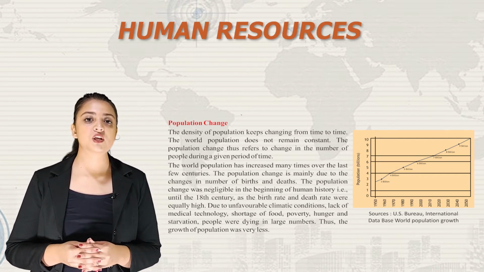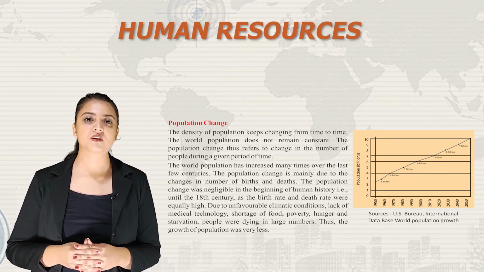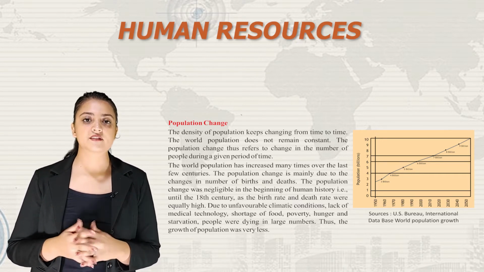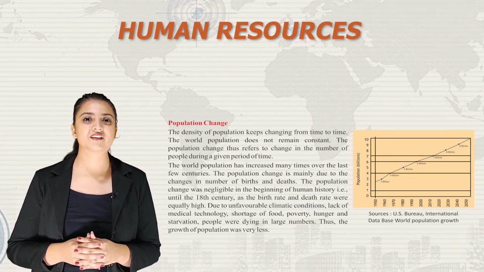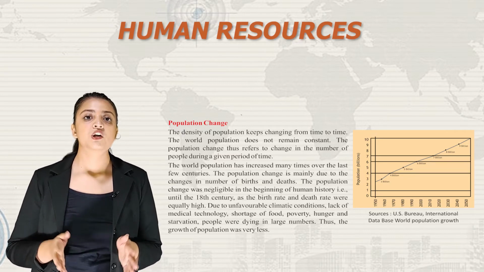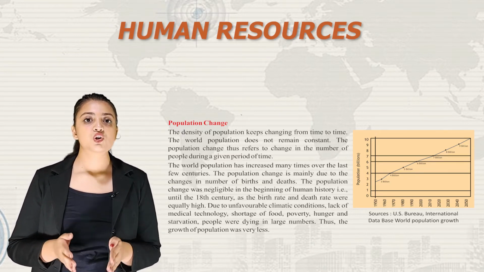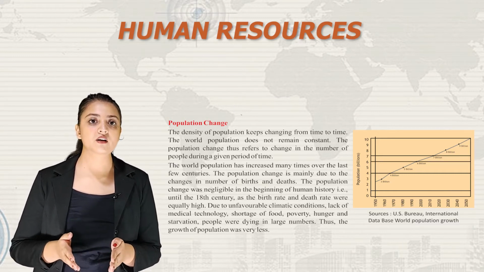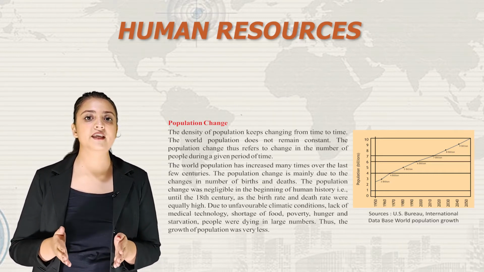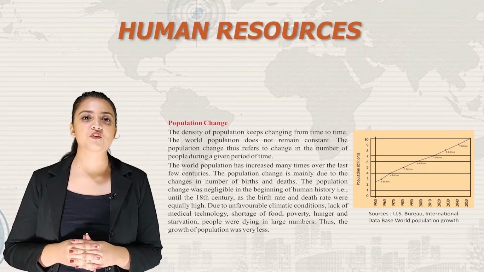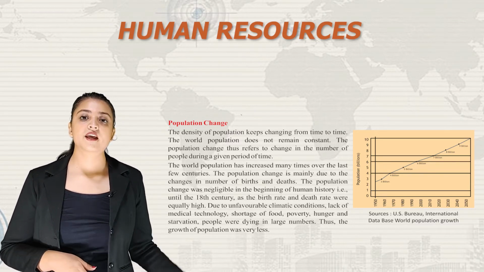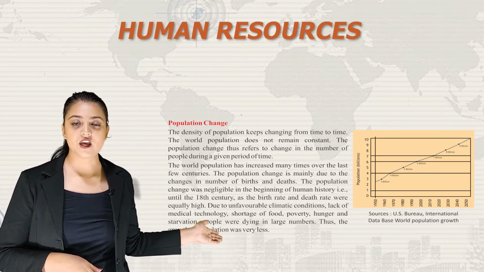The population change was negligible in the beginning of human history, that is until the 18th century, as the birth rate and death rate were equally high. Due to unfavorable climatic condition, lack of medical technology, shortage of food, poverty, hunger and starvation, people were dying in large number. Thus, the growth of population was very less. Here is a graph of US Bureau International data.